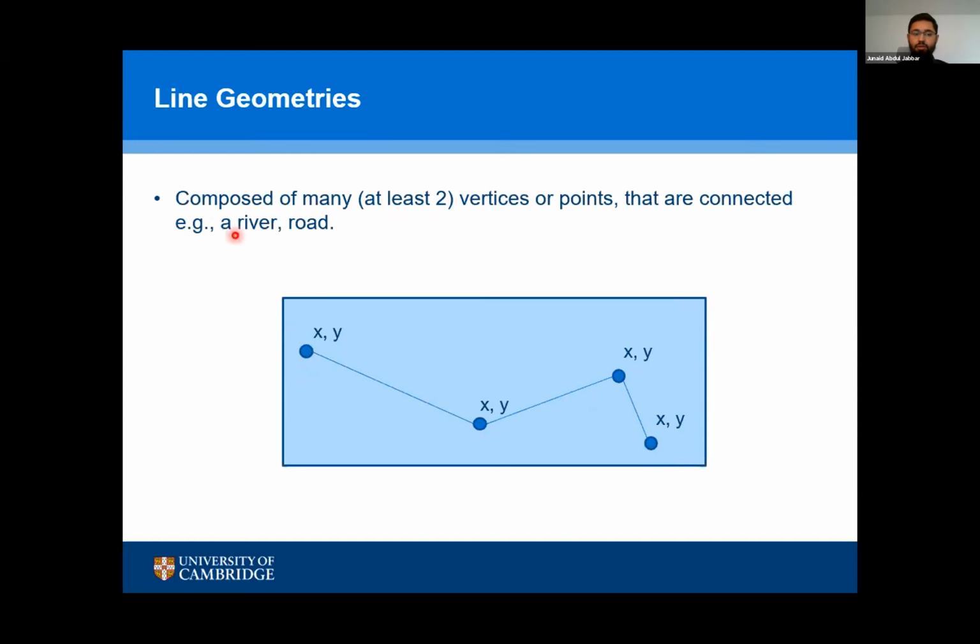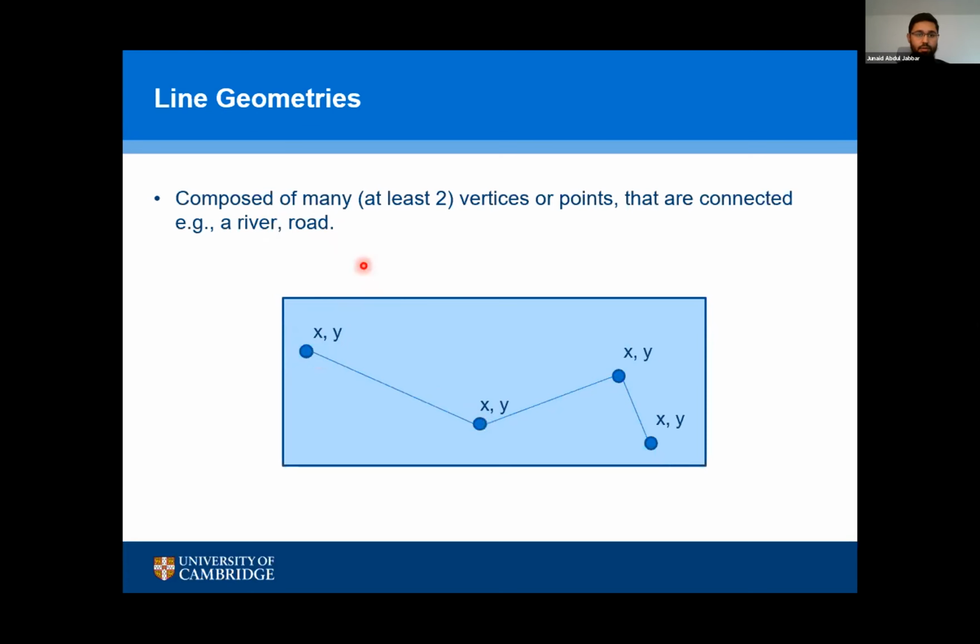And the examples of line geometries include, we can represent a river as a line geometry. We can also represent a road or a highway as a line geometry. For example, in the context of archaeological data, if there is any dirt track or any road leading to our archaeological site, that can be stored as a line geometry in our data set as well.